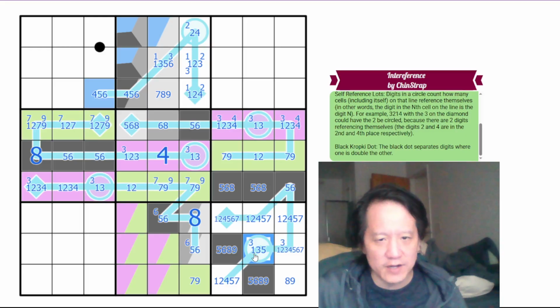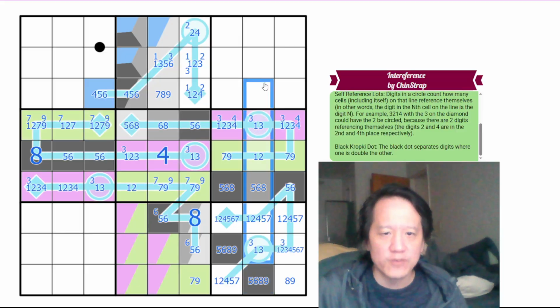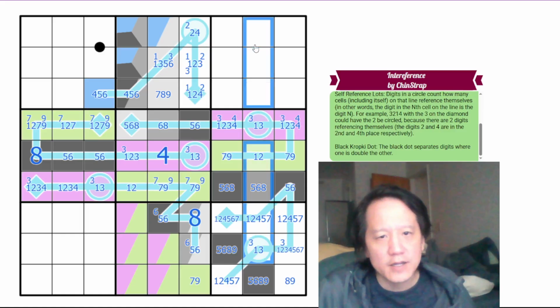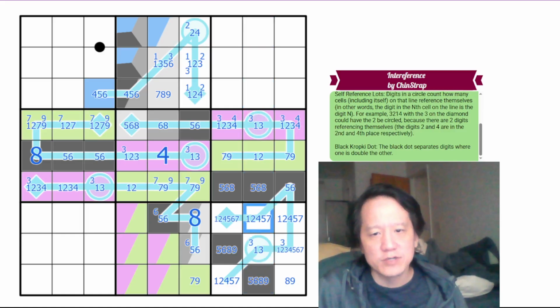If this is 5, again, that would force this to be 6, but then the 5 would say that 6 has to be in the 5th position. So this cannot be 5. So this becomes a 1 or a 3, which means we have a 1, 3, 1, 3 pair in column 8, which eliminates 1 and 3 in the rest of the column. This can't be 1, this can't be 1, so it's 2. So this can't be 2.